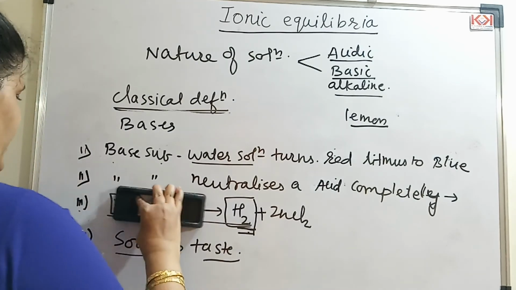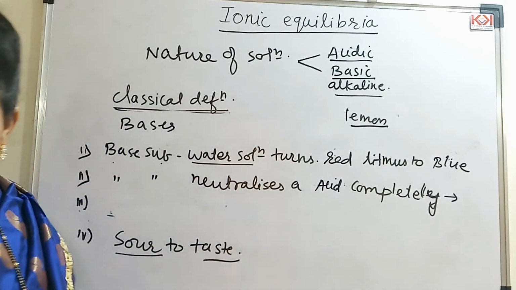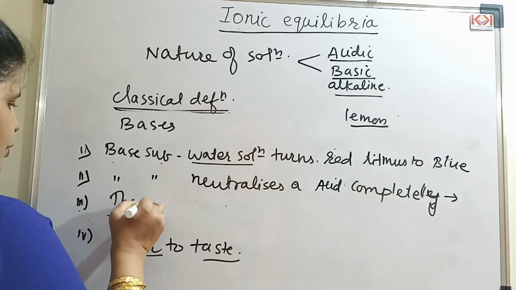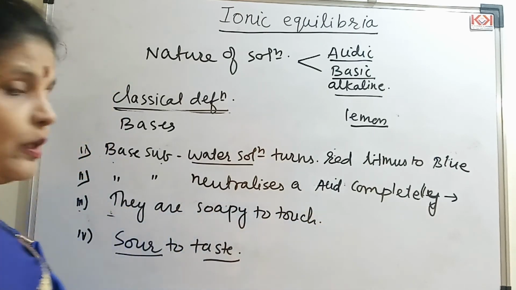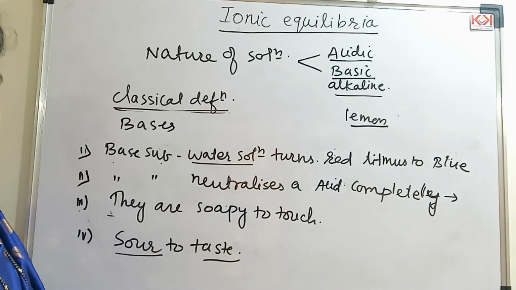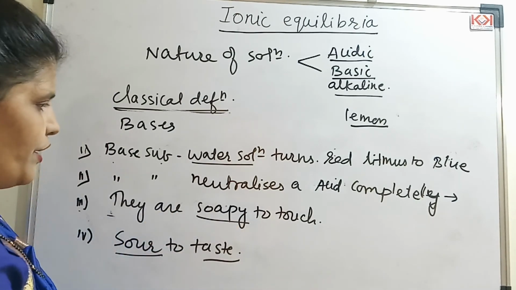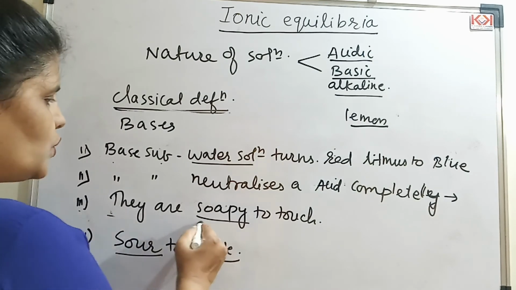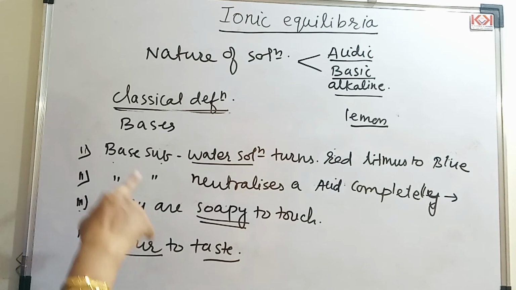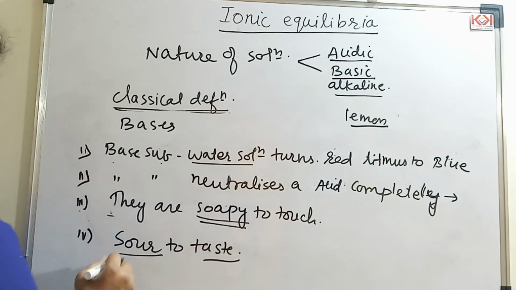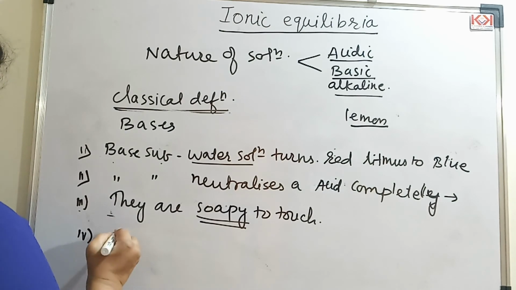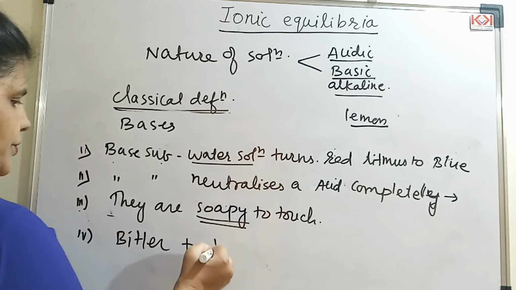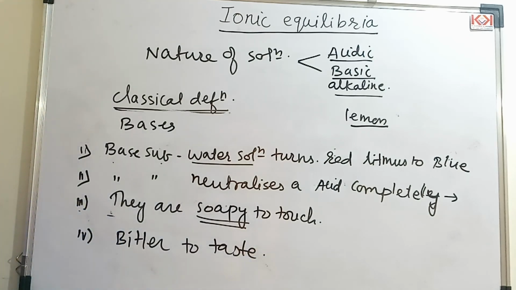Instead, we can have that they are soapy to touch. What is the meaning of this, students? Because most of the bases are used in the preparation of soap. If you take some soap in your hand and scrub it, you know that it is soapy, and therefore they are the sodium salts of these bases. So they are soapy to touch, and instead of sour, they are bitter to taste. I don't know how many of you have tasted this, but yes, bases or alkali, they are bitter. Those are the classical definitions for acids and bases.